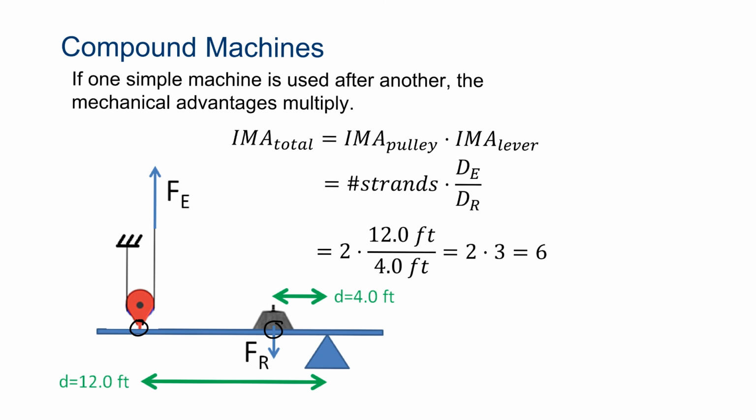So we do our effort distance, which is 12 feet, divided by our resistance distance, which is 4 feet. Divide those, so that would be our ideal mechanical advantage of the lever. Pulley is 2, multiply those together, we get 6. Any questions on that one?